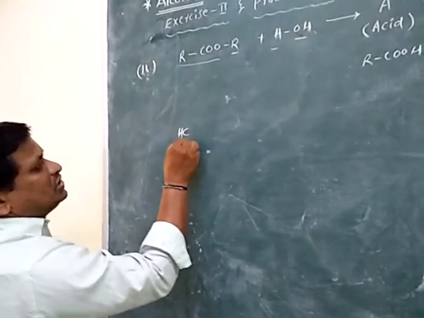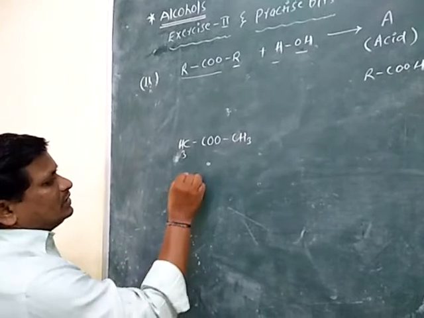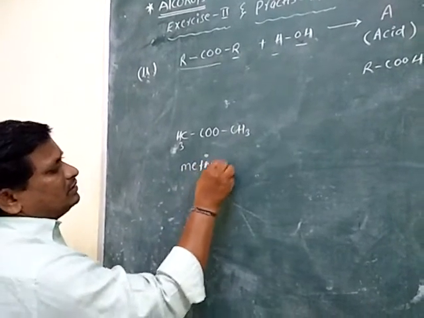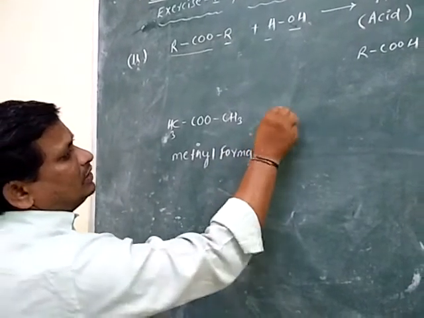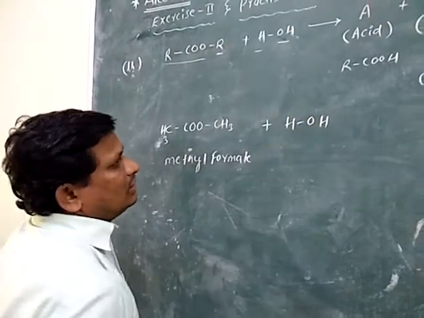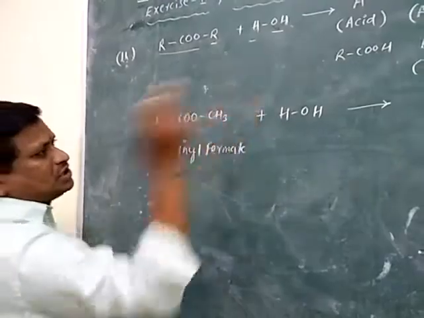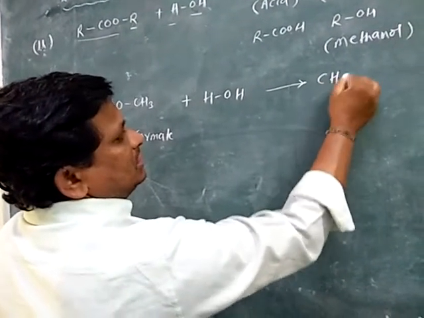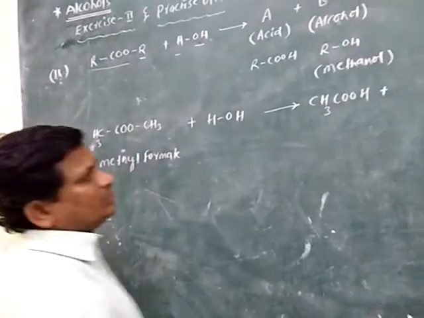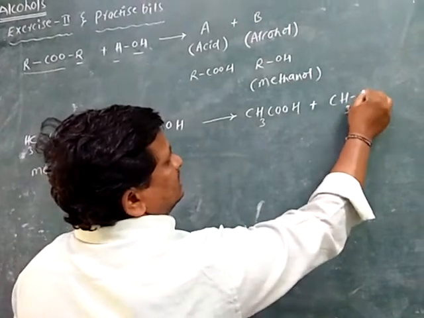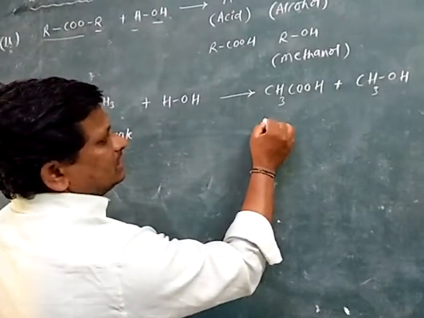It is CH3COO CH3, methyl formate. On hydrolysis, it gives CH3COOH. So CH3COOH plus CH3 combines with OH, and it gives CH3OH. So it is the carboxylic acid.